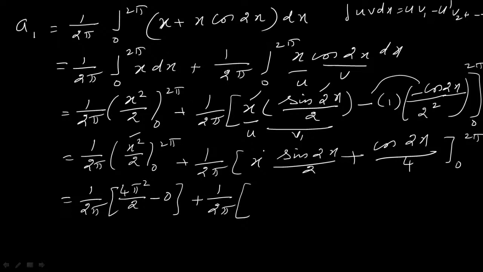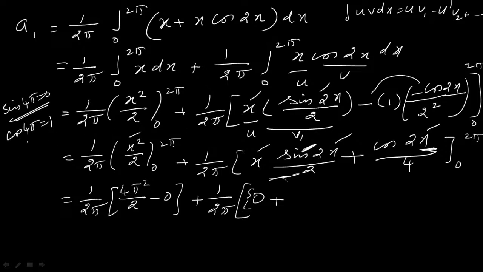So first let me mark the positions of x. So at these three positions we have x. While substituting, first look at the sine term. Sine 2 of 2 pi, that is sine 4 pi. Sine 4 pi value is 0. So 0 into anything is 0. Plus cos, here while substituting 2 pi for x, cos 4 pi. Cos 4 pi value is plus 1.